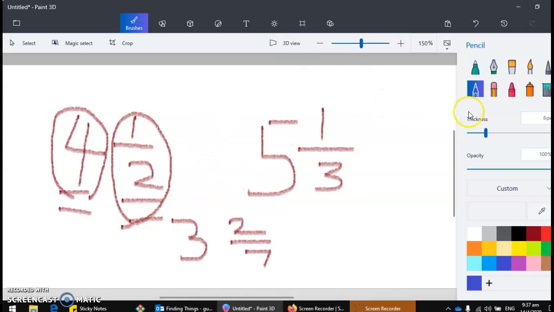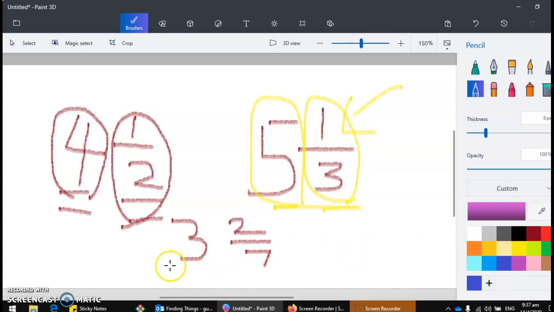Okay, let's look at another example. 5 and 1/3. 5 is the whole number and 1/3 is the fraction. Again, it's called a mixed number, rojak of whole number and fraction. Let's look at another example. 3 is a whole number, 2/7 is a fraction. Again, I will call this a mixed number.